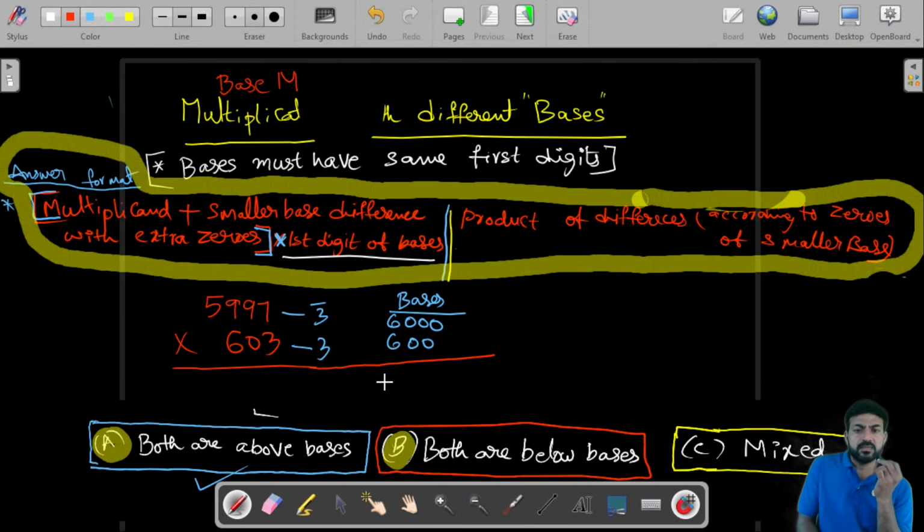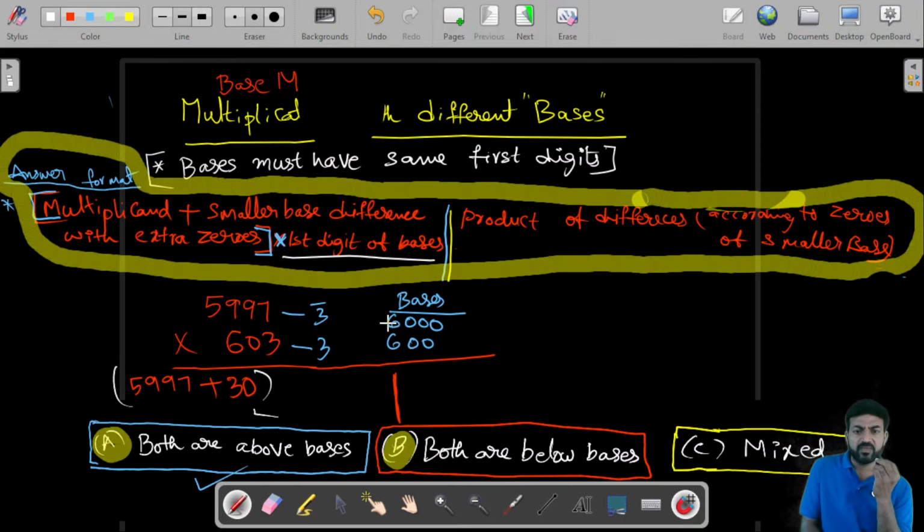So the answer will be in two parts. Follow this: multiplicand plus smaller base difference. What is the smaller base? 600. That difference is plus 3. We got 3 here, a positive number. According to the difference with extra zeros, how many extra zeros does it have? The bigger base has 1 zero. That's it. Next, into the first digit of the base.